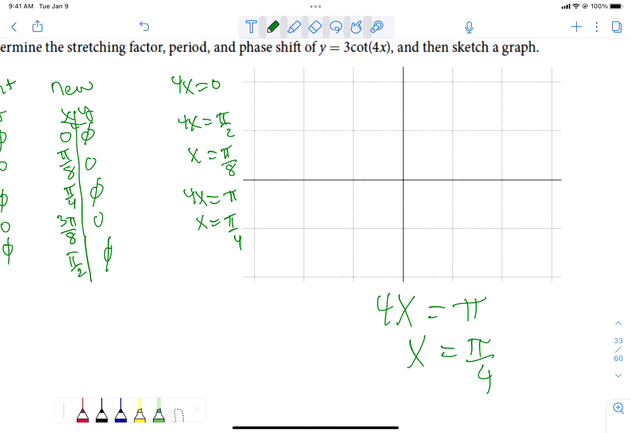Let's see here. 1, 2, 3, 4, 5, 6, 7, 8. Well, I think we can do it better than that. Maybe we can stretch it out. 1, 2, 3, 4, 5, 6, 7, 8. There's a pi. And then 1, 2, 3, 4, 5, 6, 7, 8. That's a negative. So I'm just counting by pi over 8s. Divide pi into 8 pieces. That's our common denominator for all of these.